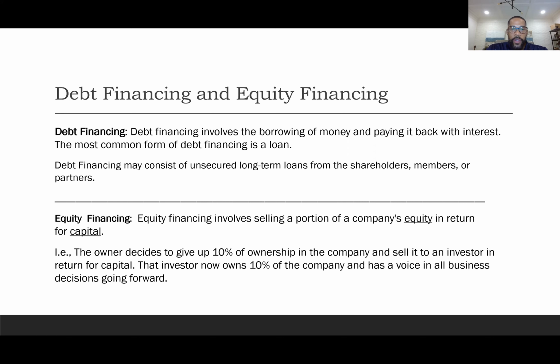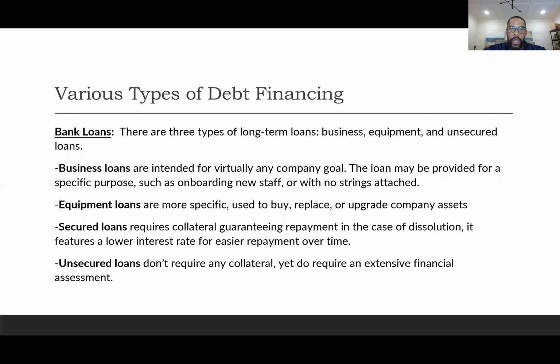Debt financing involves the borrowing of money and paying it back with interest. The most common form of debt financing is a loan. Debt financing may consist of unsecured long-term loans from your shareholders, members, or partners. Equity financing involves selling a portion of the company's equity in return for capital. For example, the owner decides to give up 10% ownership in the company and sell it to an investor in return for that capital. That investor now owns 10% of the company and has a voice in all the business decisions going forward.